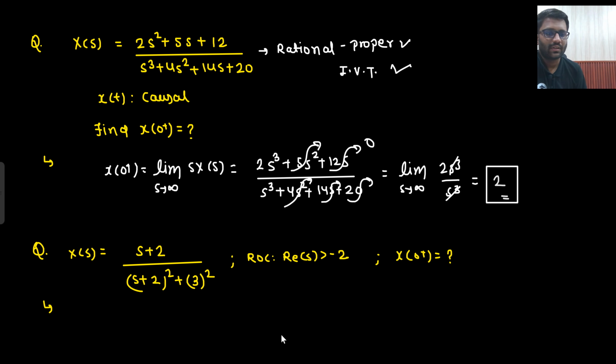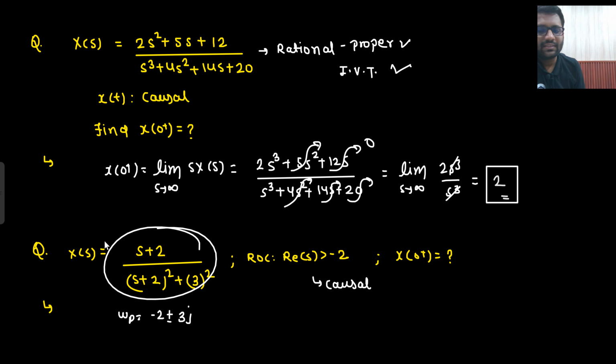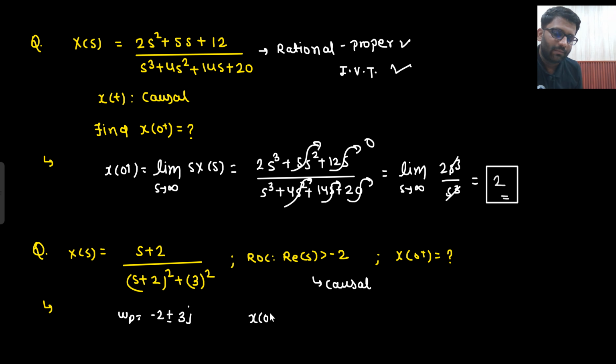Okay. What about this one? From here you can find out, here ROC is mentioned, real part of s greater than minus 2. So what will be the pole location here? Pole location will be at minus 2 plus minus 3j, and if this is the condition, that means it is causal. If it is causal, you need to find the value of x of t at t equals to 0 plus. Here this is easy because I can find the x of t value. But if I don't want to find it, and instead find it directly by the theorem, how will I find it? Limit s tending to infinity, s into x of s.